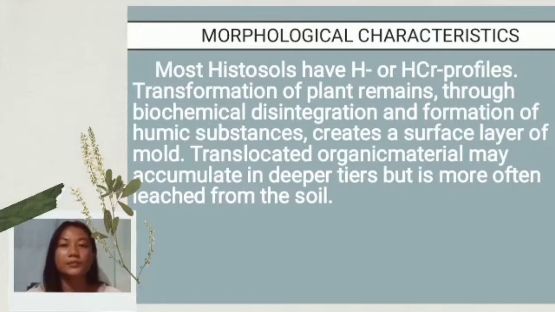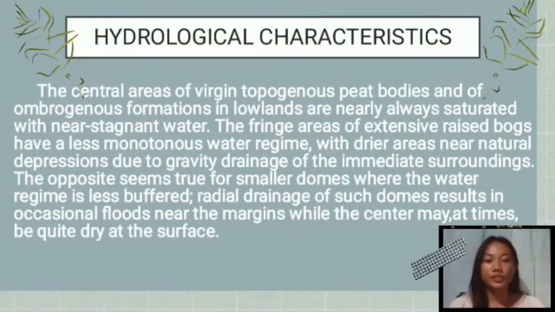Morphological characteristics of histosol. Most histosols are H or HCR profiles, with transformation of plant remains through biochemical disintegration and formation of humic substances. It also creates a surface layer of mold. Next, we also have the hydrological characteristics of histosols. The central areas of virgin topogenous peat bodies and of ombrogenous formations in lowlands are nearly always saturated with near stagnant water. The fringe areas of extensive raised bogs have a less monotonous water regime, with drier areas near natural depressions due to gravity drainage of the immediate surroundings.